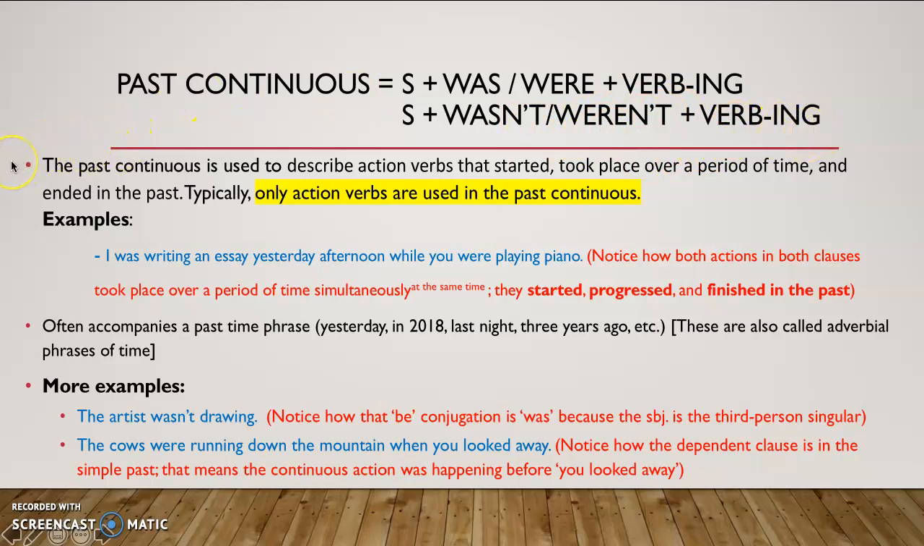The past continuous is used to describe actions that started, took place over a period of time, and ended in the past. Typically, so that means most of the time, only action verbs are used in the past continuous. Examples: I was writing an essay yesterday afternoon while you were playing piano. Notice we're starting with that subordinating conjunction while, followed by the subject you, and then the past continuous, were playing. Also, notice how both actions and both clauses took place over a period of time simultaneously.